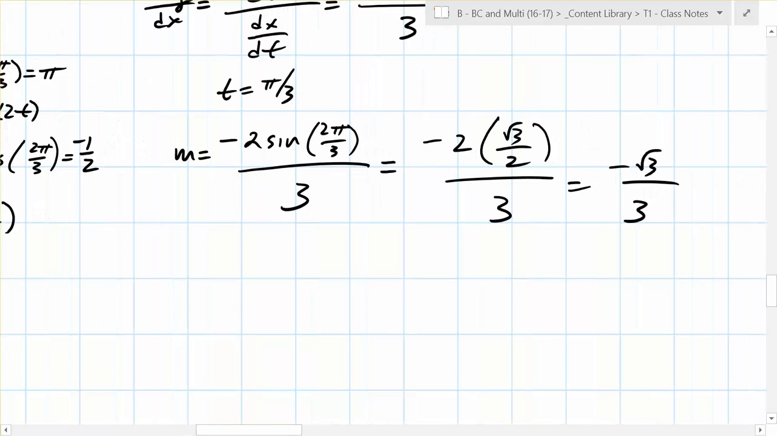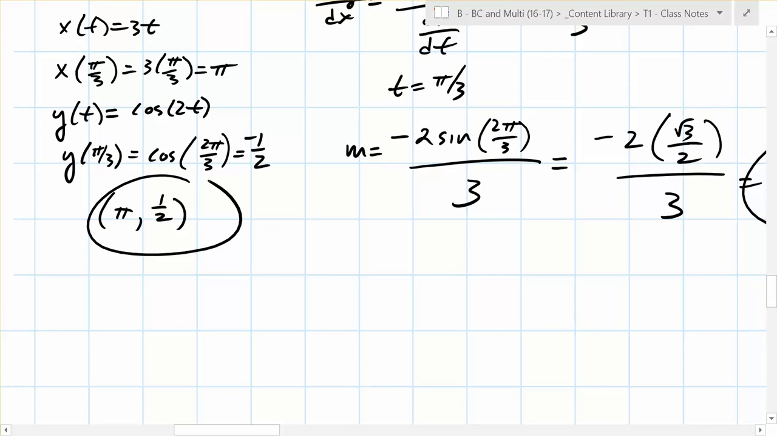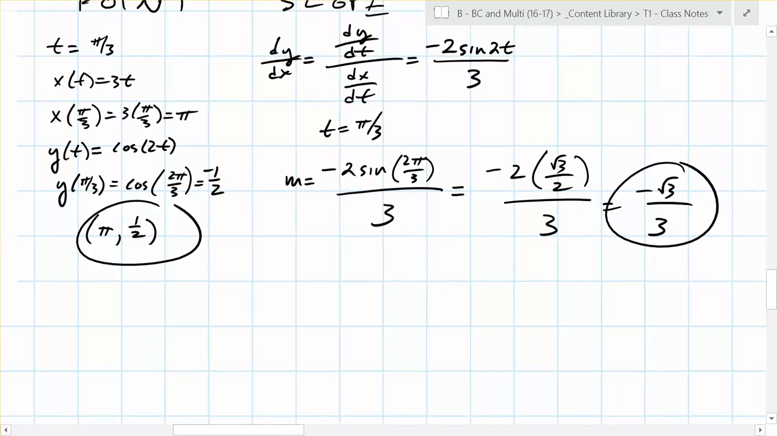Do we have our slope now? We sure do. Point and a slope. So can someone just tell me what the equation is going to be? Y plus what?